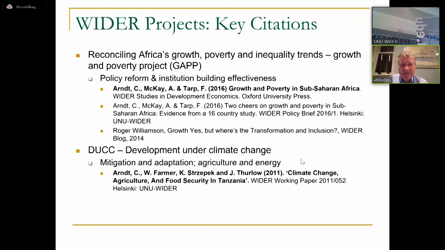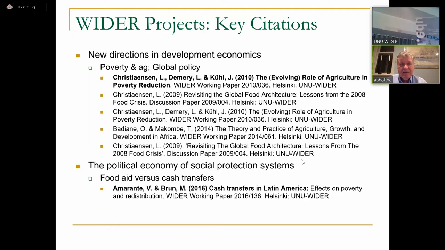Then there's a project under development and climate change by Arndt, Farmer, Seistrup, and Thurlow, which is another area that WIDER's been working on. In addition, in the project on new directions in development policy, Luke Jansen and colleagues have looked at a number of roles. He explores an interesting concept that says agriculture is good for reducing dollar-a-day poverty, but it becomes less effective when the goal is $2-a-day poverty. It can reduce poverty at the very lowest levels, but then there are limits to how far that goes.